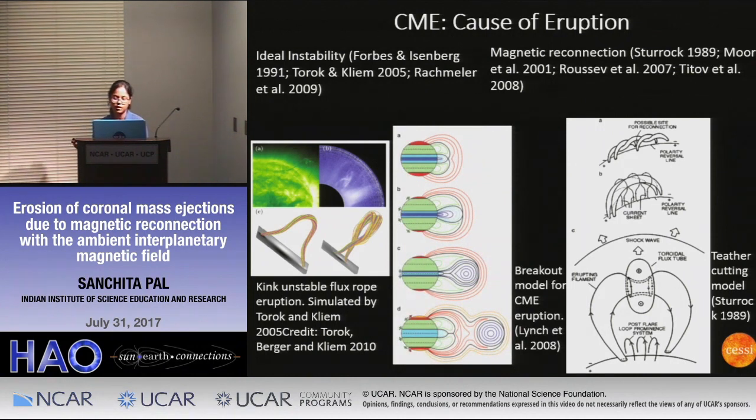Another scenario might be the breakout, where the flux rope erupts like a plasma blob, and then it will reconnect with the nearby magnetic field and the overlying field as well. Then it will get a huge amount of energy to erupt from its source region.